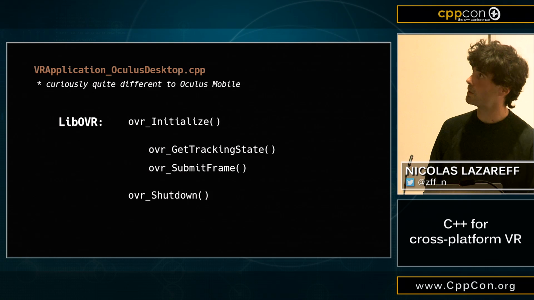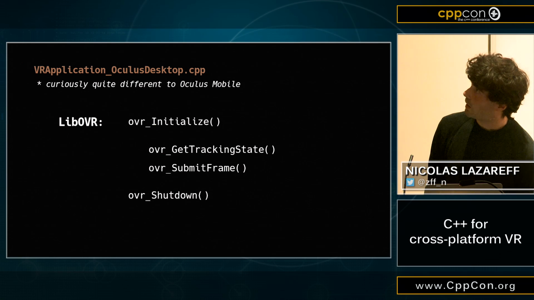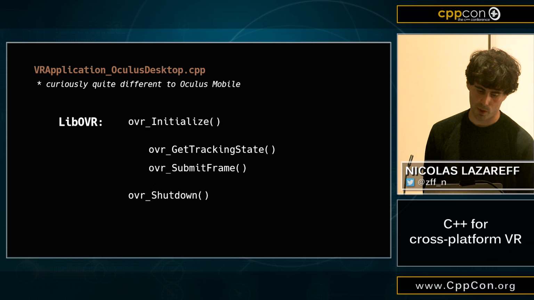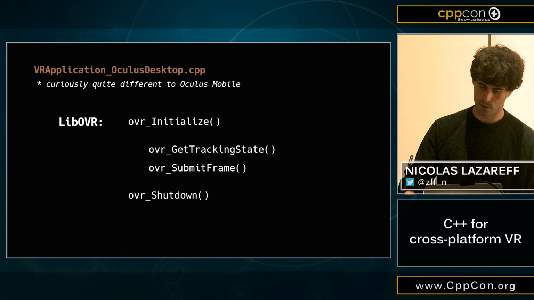We have a library, here it's libovr. We have some initialization. We get tracking, and we submit a frame to the SDK, which will then do the distortion for us. And then finally, and as usual, we shut down.